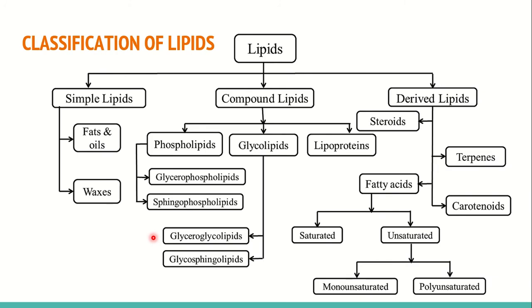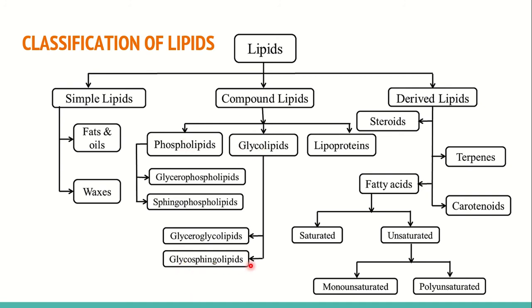Proceed tayo sa classification, no, ng lipids. So, as you can see here, we have a diagram showing you how lipids are categorized. So, we have simple lipids, compound lipids, and derived lipids. So, most probably, the lipids are classified according to complexity. Okay? So, yung simple lipids natin, examples are fats and oils, and then yung waxes. Compound lipids, we have phospholipids, glycolipids, etc.